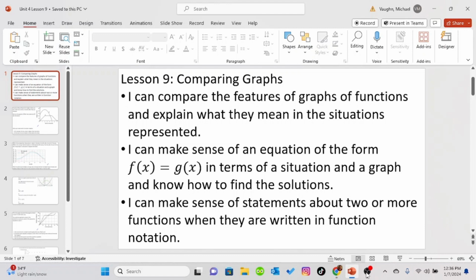Learning target number 3. I can make sense of statements about two or more functions when they are written in function notation.